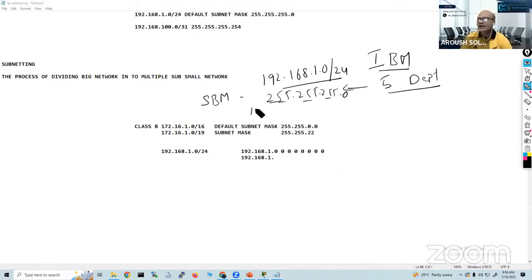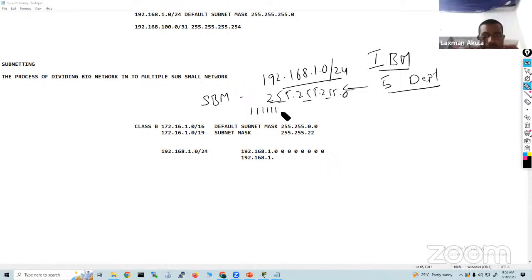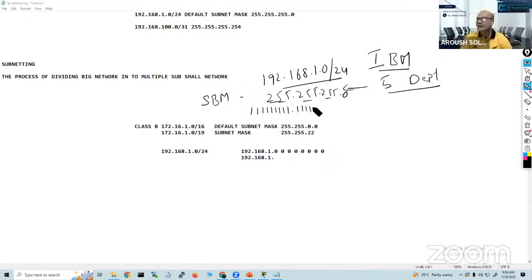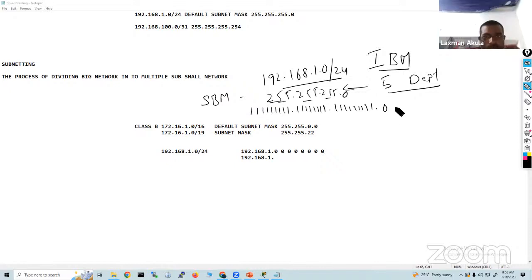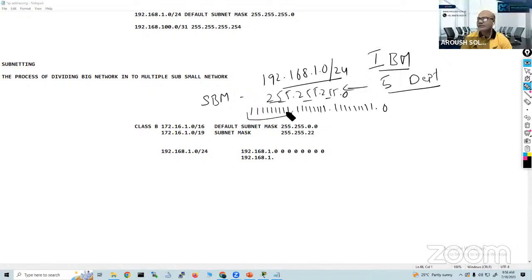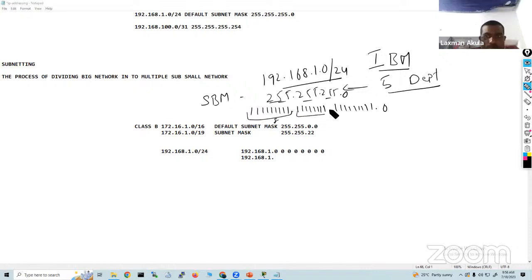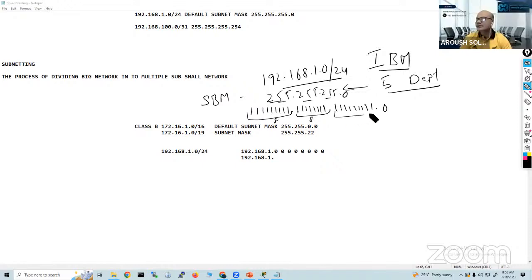Because all bits are high: 1, 2, 3, 4, 5, 6, 7, 8, in each octet, and the last one is 0. So this is 8, this is 8, and this is 8. How much will it become? 24. Okay, got it? So when I write /24, it means 24 bits, all bits are high.